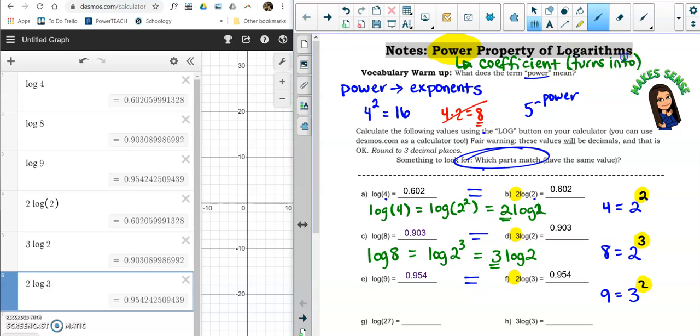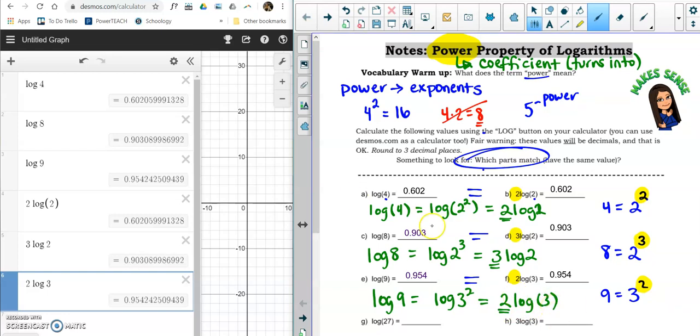I hope that's helpful to write that down. The power turns into the coefficient. So then in this last one, the log of 9, well, 9 is really 3 squared. So then what happens? The 2 gets written out front of the log of 3.